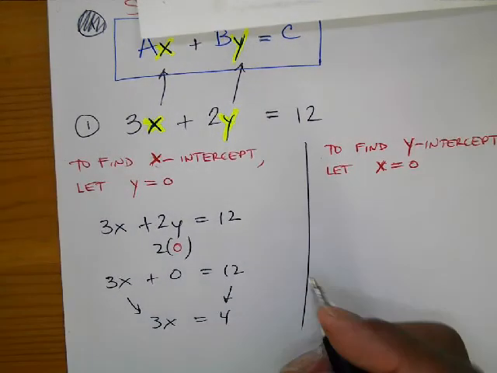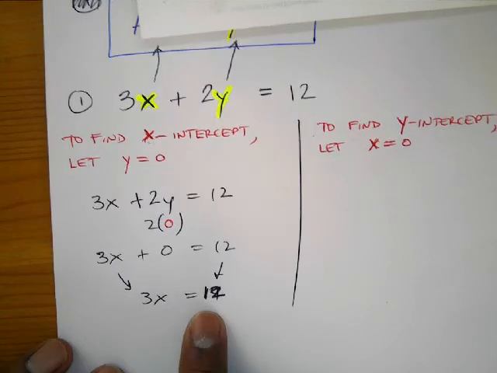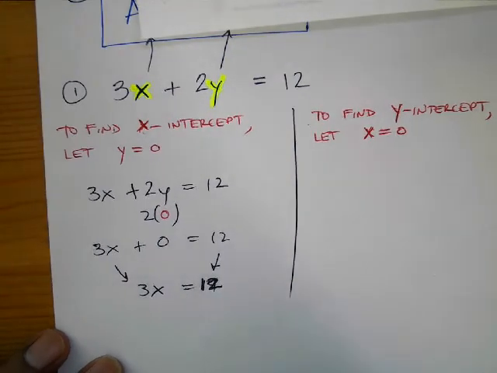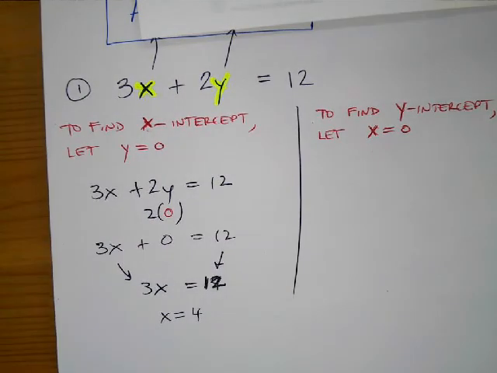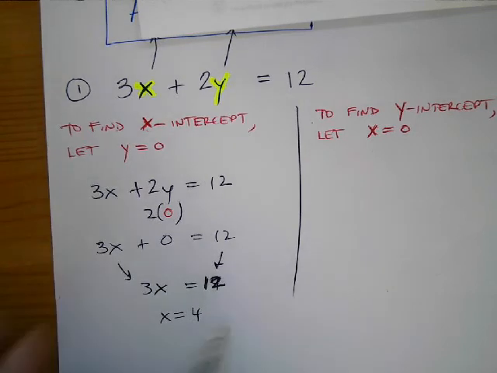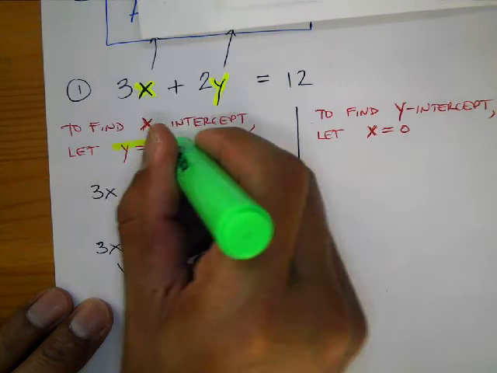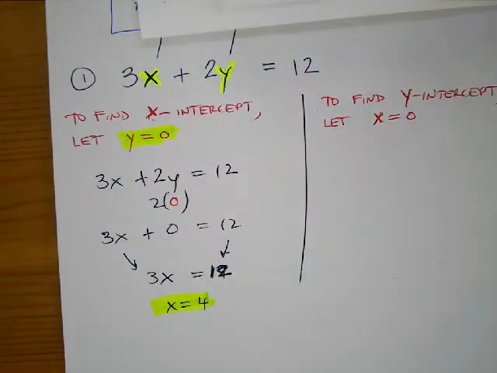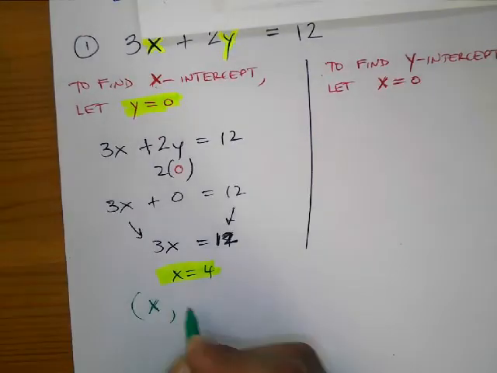So pretty much you're left with what? 3x equals 4. I'm sorry, not 4. I'm thinking of the answer already. Sorry. 3x equals 12. And then when you divide by 3 and you solve for x, you're going to get x equals what? That's why I said 4. So see here, you have your coordinate. Because remember you said, I'm going to let y equal 0. And you got your answer for x, which is x equals 4.